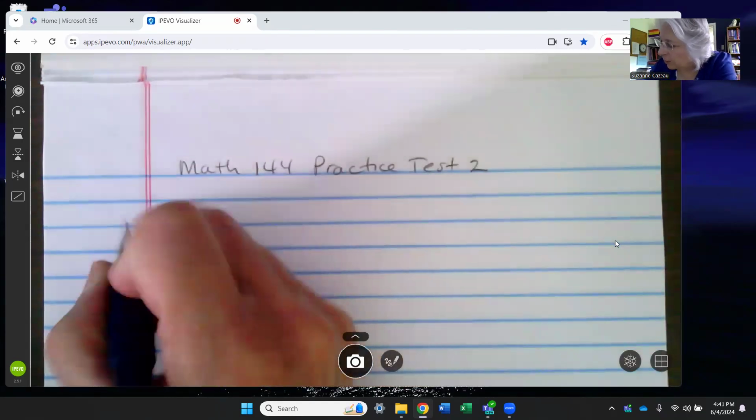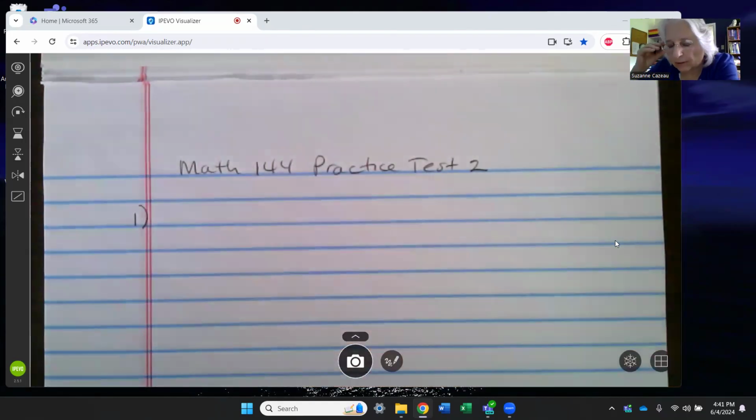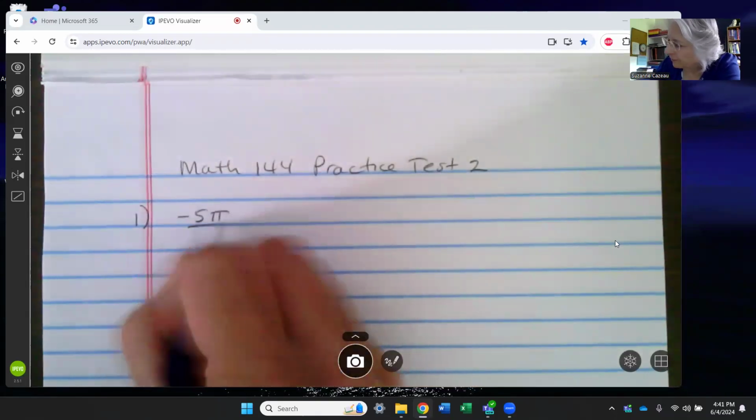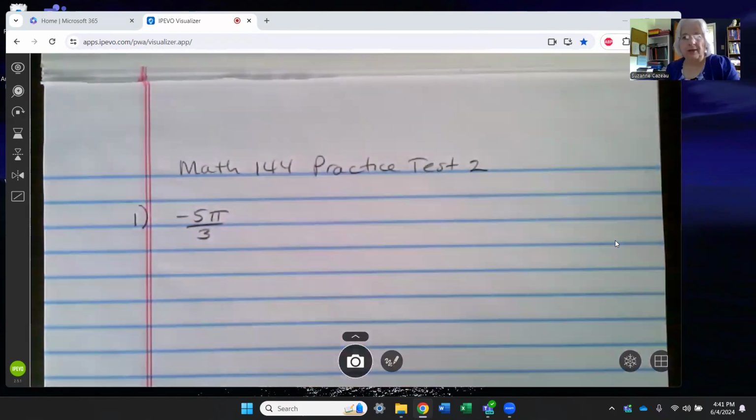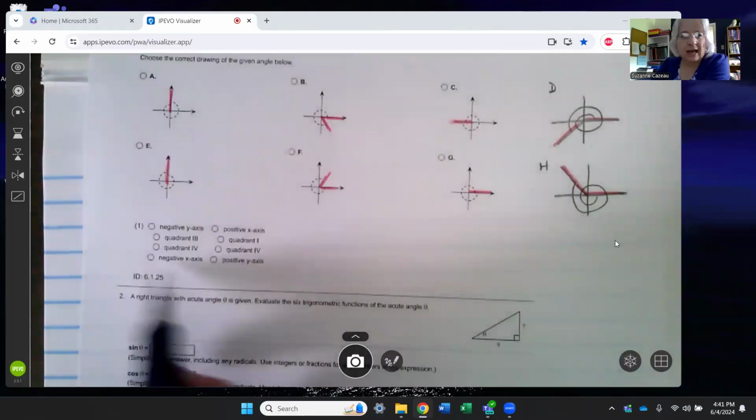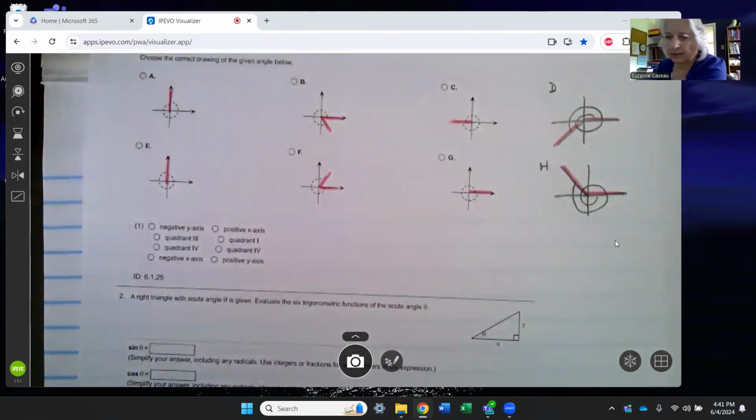So let's see. Number one, we have -5 pi over 3. Now this is from chapter 6. Matter of fact, this right here is the ID 6.1.25. So that's the section number and the problem number in the exercises.